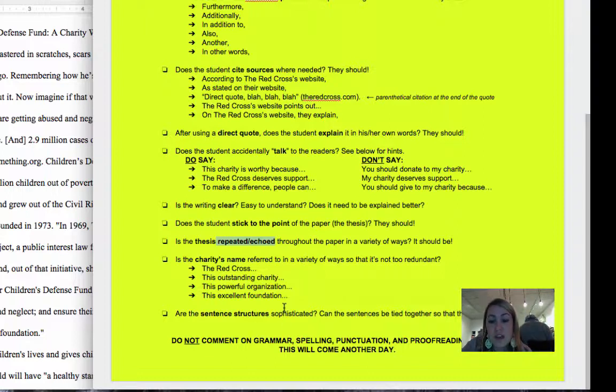Mix it up a little. Last thing on here, it says, are the sentence structures sophisticated? Try to tie in some of your sentences so they're not choppy. Can you make it sophisticated? Okay, do not comment on grammar, spelling, punctuation, proofreading errors. That's not for today. That's another day.